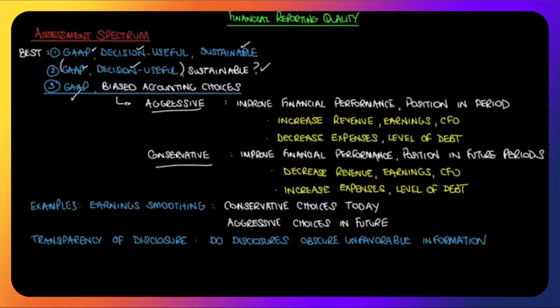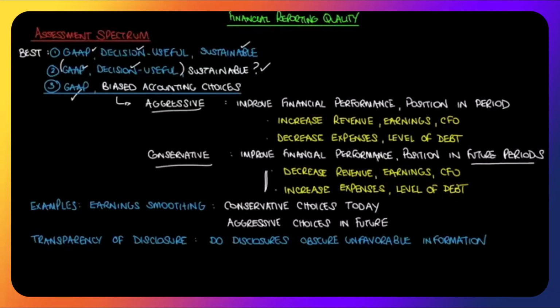You can see in yellow here, you would decrease revenue, earnings, CFO, increase expenses or the level of debt. That's a conservative approach. What that tends to do, obviously, is give you a hit right now, but improve your performance position in future periods. Not always, but that is often the motivation. Let's be a little conservative now, and we can reap the rewards in the future.